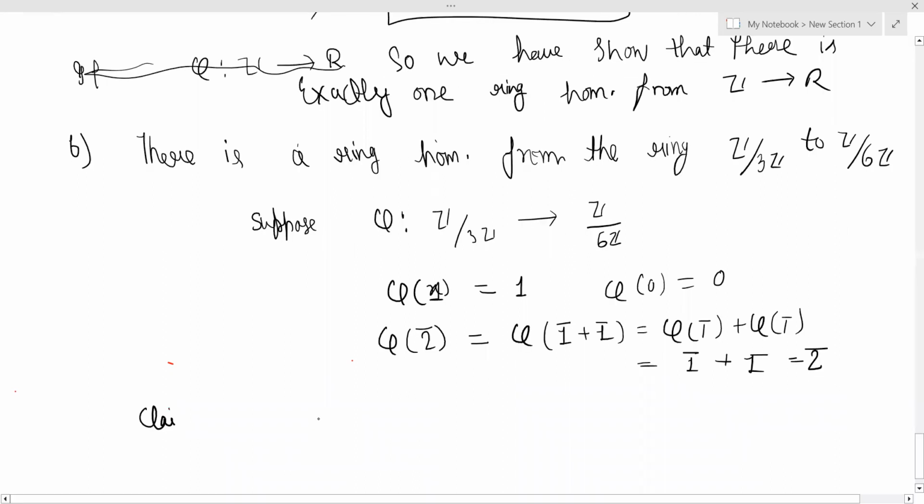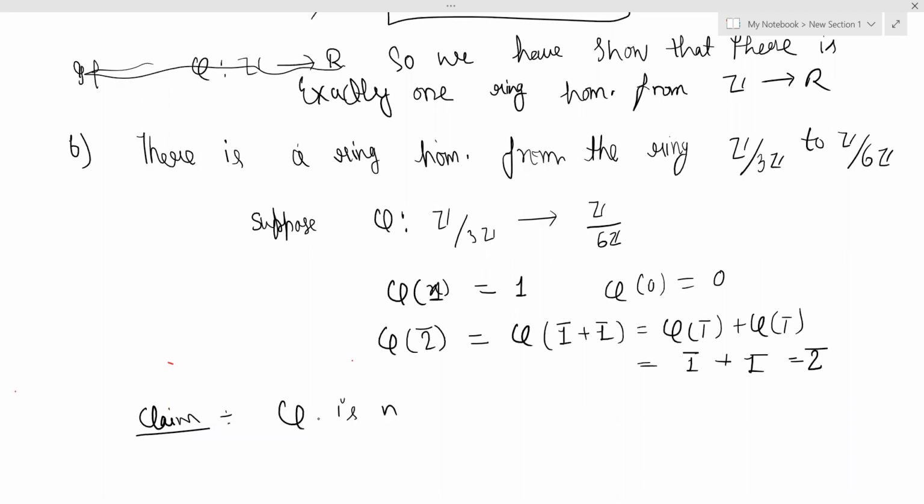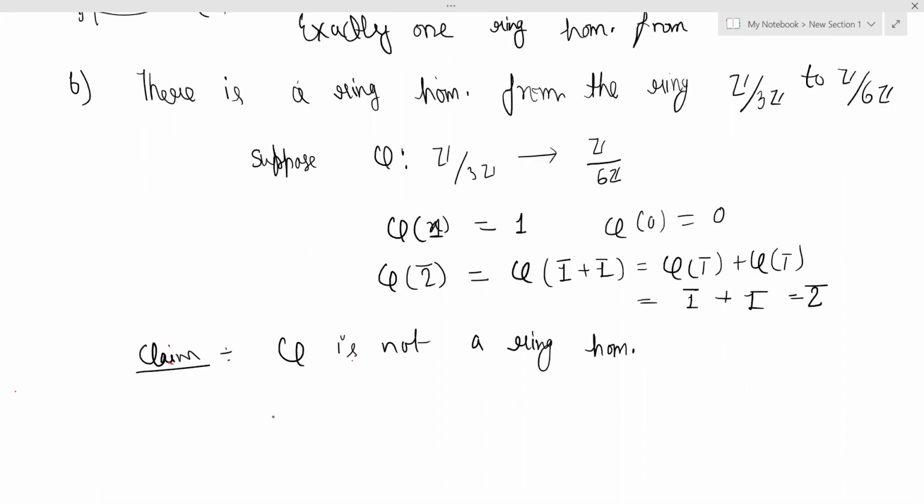Claim: phi is not a ring homomorphism. So how will you prove it? Okay, now everything is in front of you. Tell me how you will claim that phi is not a ring homomorphism.